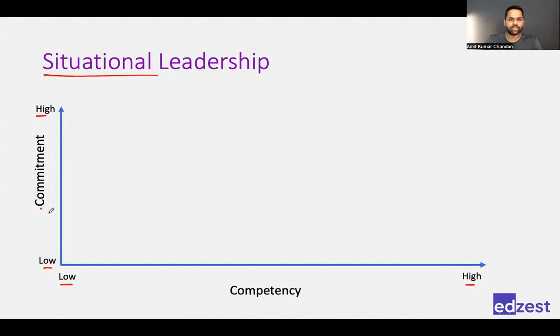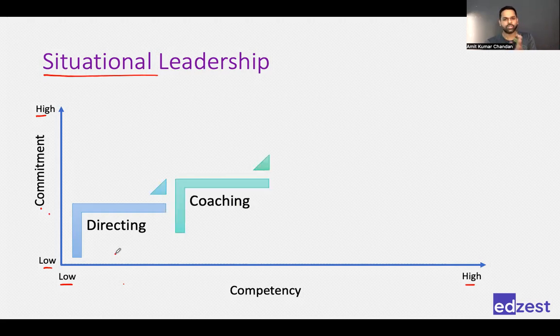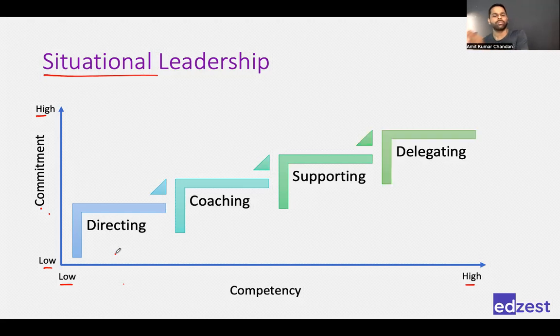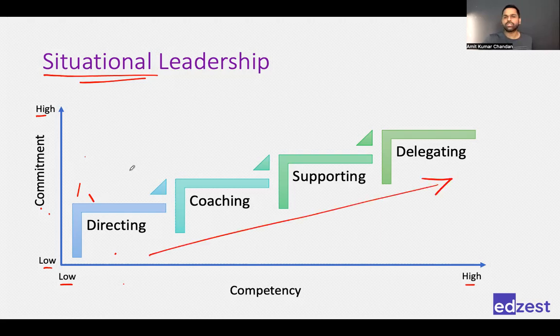And we discussed that if the commitment and competency is low, we need to direct our team member. We need to tell them what is required to be done. Then as the competency and commitment increases, from directing we move to coaching, from coaching we move to supporting, and from supporting we move to delegating. Right? This is what is situational leadership. As the situation changes, as people become more and more competent and more committed towards the project, you change your leadership style. In the beginning, you will have to tell them what is to be done.